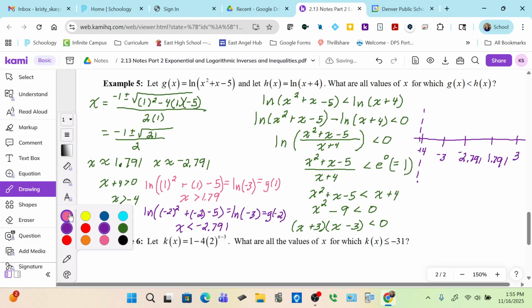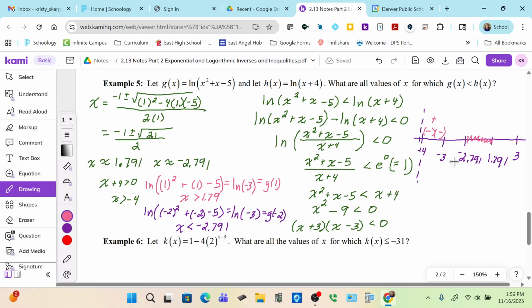So on my number line, I'm just going to put some scribbles through that interval because we can't have any values within that interval anyway. So testing between negative 4 and negative 3, I'm going to put negative 3.5 into each of these expressions, the x plus 3 and x minus 3. So if I do negative 3.5, I'm going to have a negative times negative 3.5 minus 3, which is going to be another negative. So that interval will be positive.